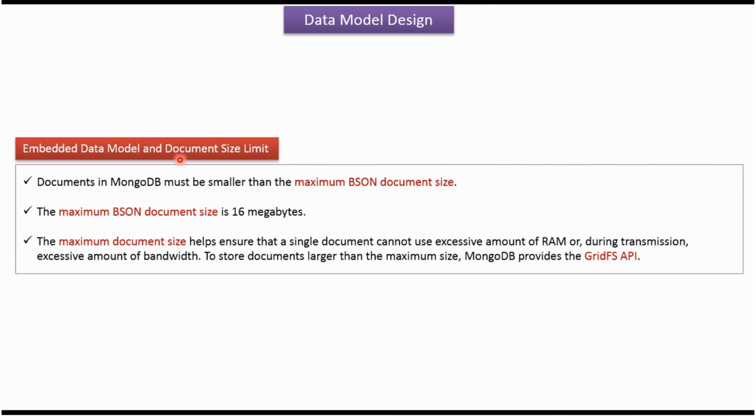Here we will see the embedded data model and document size limit. Documents in MongoDB must be smaller than the maximum BSON document size. The maximum BSON document size is 16 megabytes. The maximum document size helps to ensure a single document cannot use an excessive amount of RAM, or during transmission an excessive amount of bandwidth. And to store documents larger than the maximum size, MongoDB provides the GridFS API.